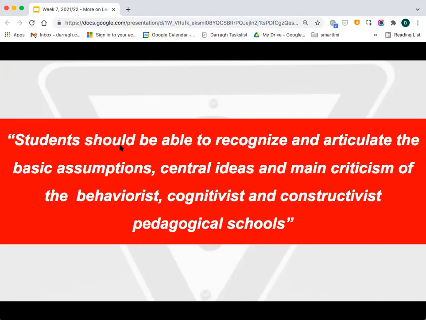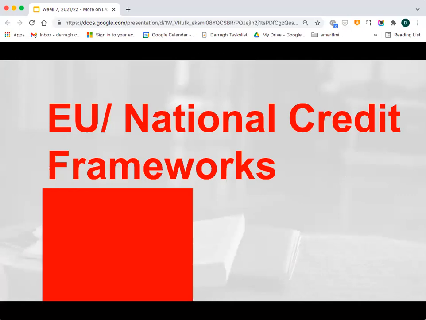If you are an instructor looking at that, then you clearly know, for instance, okay, I'm going to have to cover these areas in the module learning material. And if we're talking about assessment, there has to be something in there that requires learners, or gets learners, to recognize and articulate the basic assumptions, central ideas, and main criticism of those.